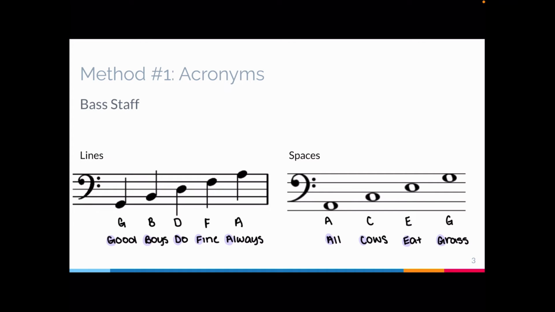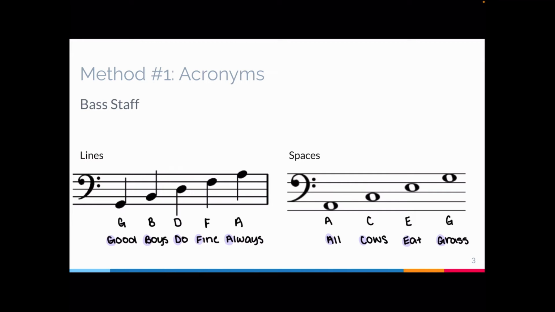These are the bass staff acronyms. These only work for the bass staff. To identify notes on the bass staff lines, you can use the sentence, "Good boys do fine always."